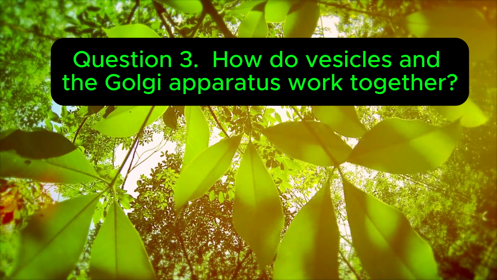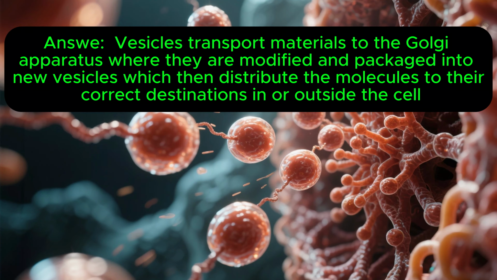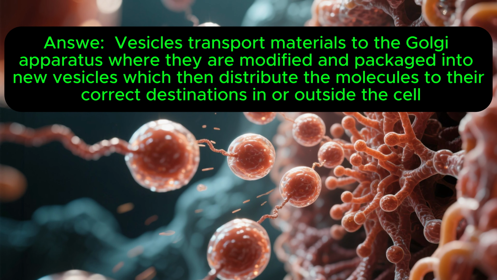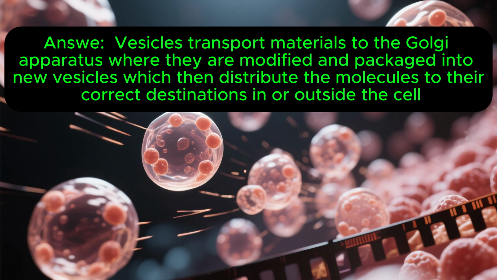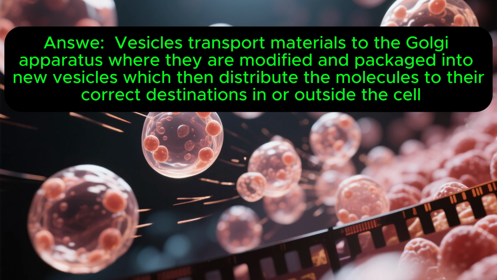Question 3. How do vesicles and the Golgi apparatus work together? Answer: Vesicles transport materials to the Golgi apparatus, where they are modified and packaged into new vesicles, which then distribute the molecules to their correct destinations in or outside the cell.